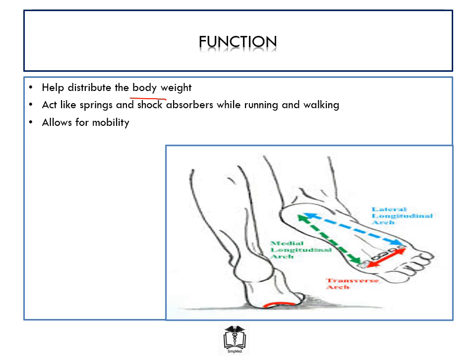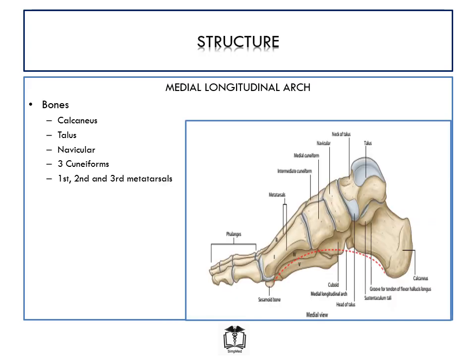They also act as a form of spring and a shock absorber while we run or walk, and they are important for mobility. Now, for each of the different arches of the foot, the medial longitudinal, the lateral longitudinal, and the transverse arch, there are three major components of structures that tend to be involved in forming them. These include bones, ligaments, and muscle. And for each of those different arches, we'll talk about each of those structures one by one.